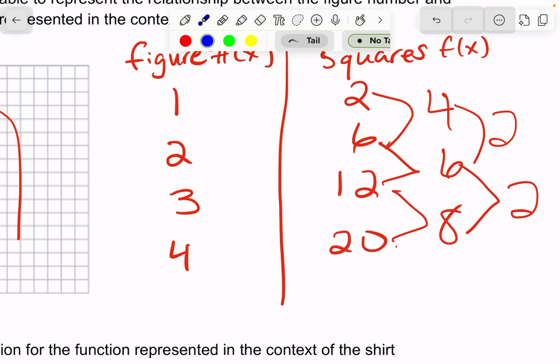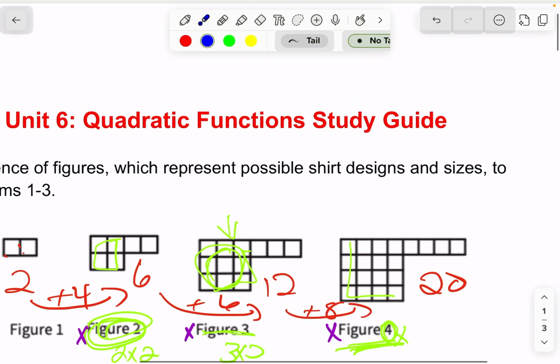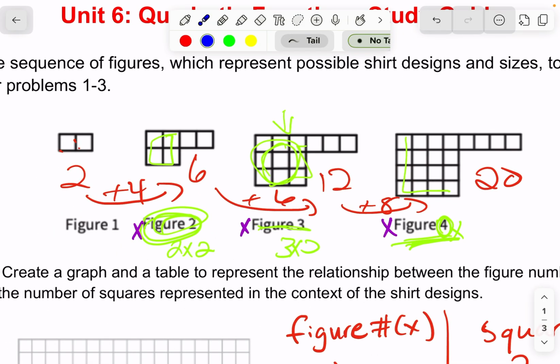So look, from figure 1 to figure 2, we add 2 times 2. From figure 2 to figure 3, we add 2 times 3 equals 6. From figure 3 to 4, we add 2 times 4 equals 8.